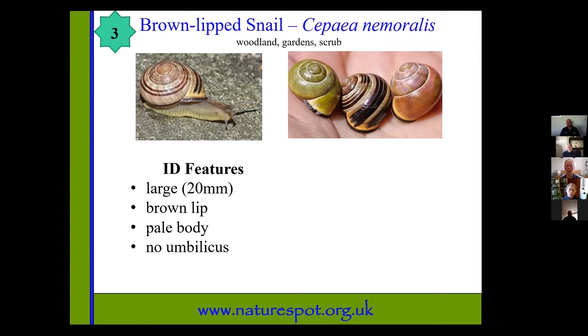Just beware, though, that it comes in different color forms. So you can have stripy, non-stripy, pink, yellow, brown. As you can see here, there's quite a variety of different colors. The number of stripes can vary too. And so the key common feature is that they've all got this brown lip here. And it doesn't have an umbilicus. If you turn it over, the umbilicus is completely closed over.